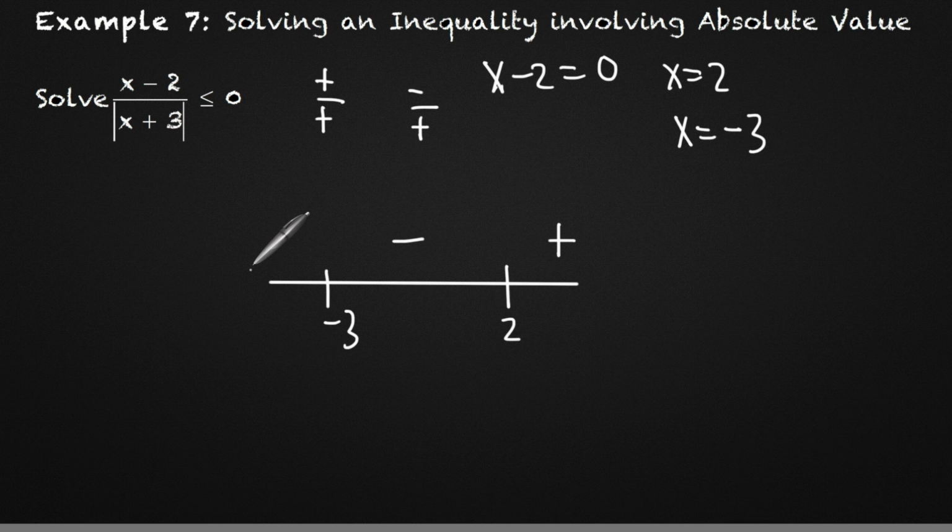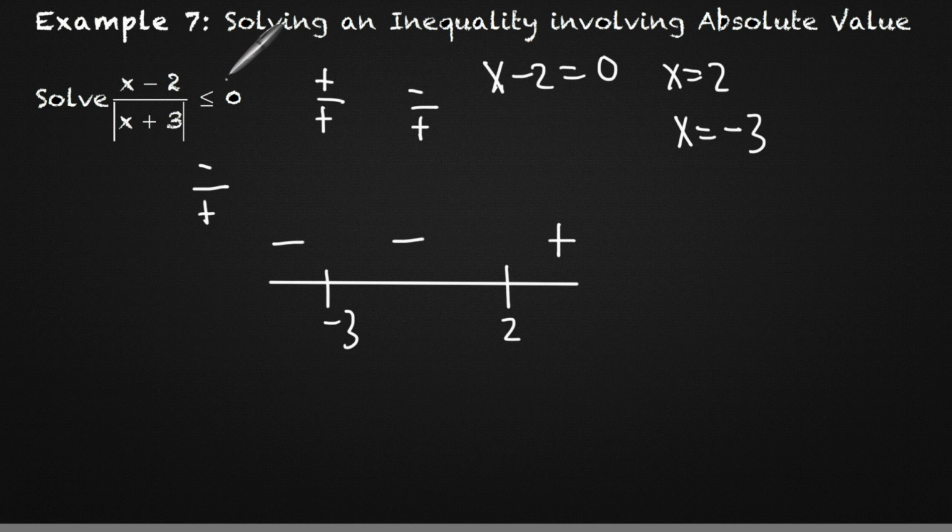And then something less than negative 3, like negative 5. Negative 5 minus 2 is negative 7, divided by negative 5 plus 3, which is negative 2, but the absolute value of negative 2 is positive. So negative over a positive gives us a negative.